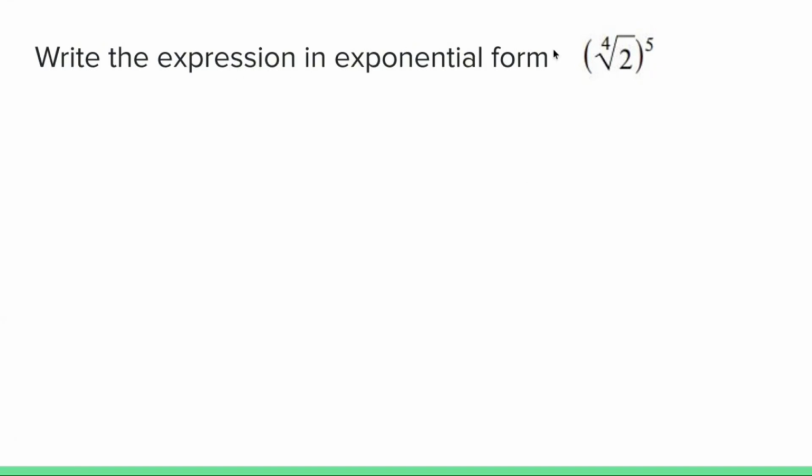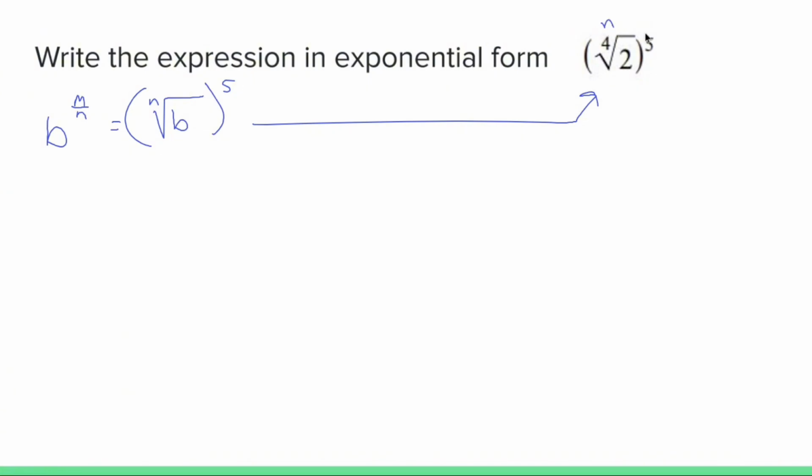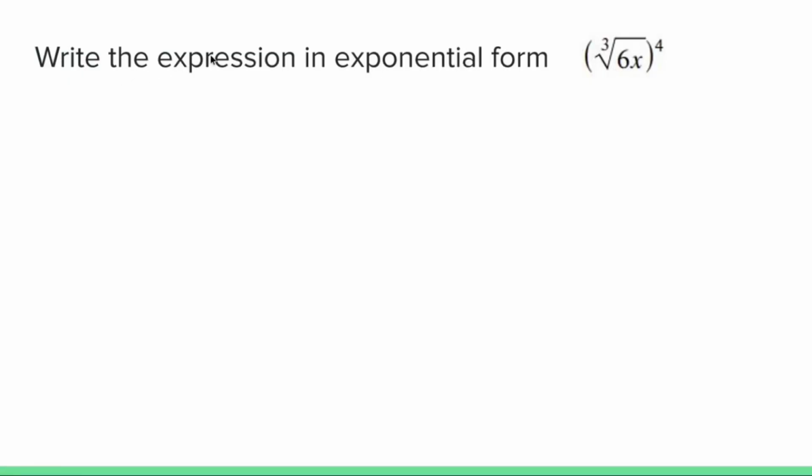Write the expression in exponential form. There's a little rule that says b to the m over n power can be written as the nth root of that b all taken to the 5th power. So taking a look at what I have and labeling things up, I could say that you are my n, you are my m, and you are my b. So you are 2 to the 5/4 power. That's it.